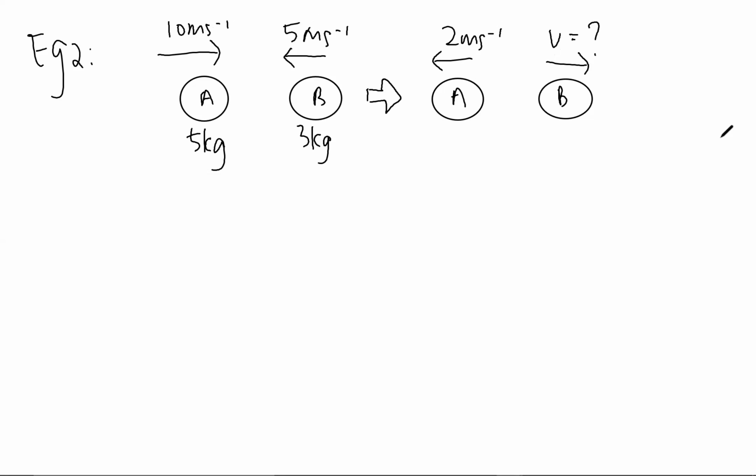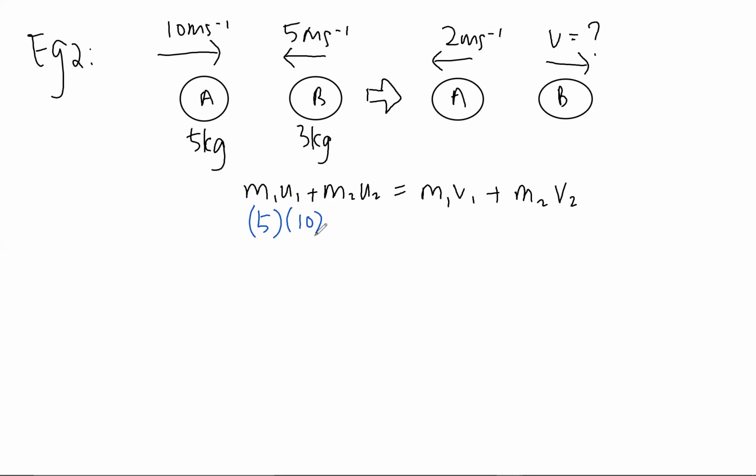Okay, so first you have to know this is an elastic collision. So for elastic collision, you still use the same formula: M1 U1 plus M2 U2 equals M1 V1 plus M2 V2. Okay, so M1 is 5 kg, so U1 is 10.